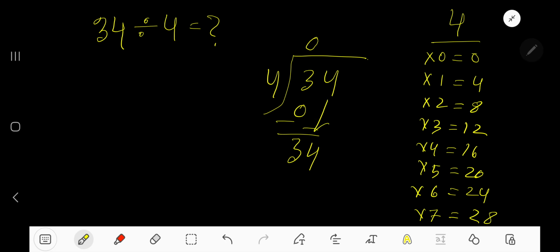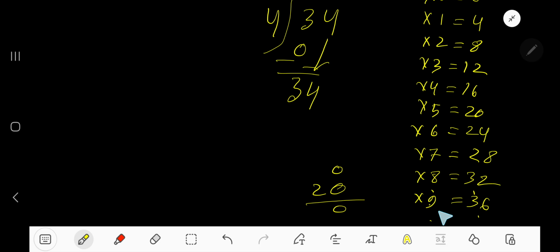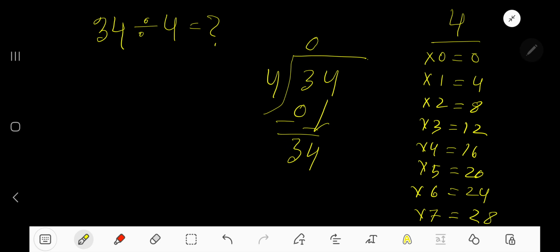4 goes into 34 how many times? 9 times is 36, which is greater. So 8 times. 8 times 4 is 32. Subtract, we get 2. So our answer is 08, meaning 8, remainder 2.